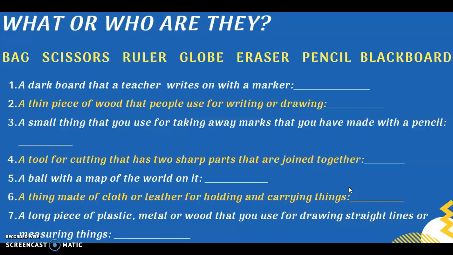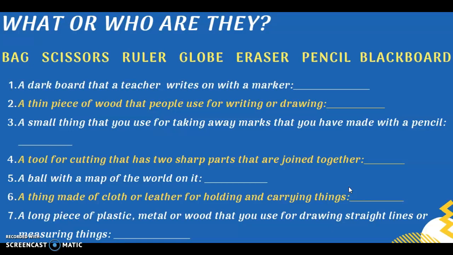So for example, what you have to do here. Number 1: a dark board that a teacher writes on with a marker is a bag, scissors, ruler, globe, eraser, pencil, or blackboard. You have to choose one of these in order to complete the sentence. So the correct word here is blackboard. You have to complete the other sentences using the tools that we have there. Okay? This was about the classroom objects.